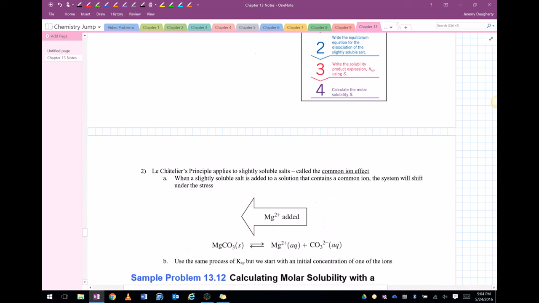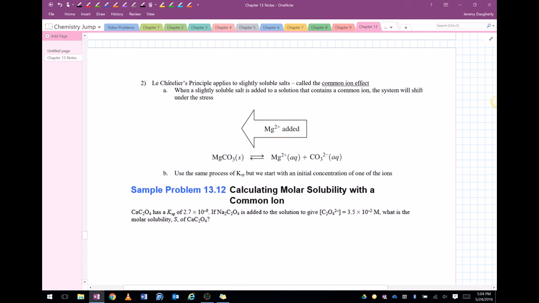Now let's talk about a special case of Le Chatelier's principle. This is what's called the common ion effect. Remember, Le Chatelier's principle: a system has reached equilibrium, and we're going to stress that equilibrium. So we're going to take a slightly soluble salt and add it to a solution that contains a common ion. So let me show you what I mean.